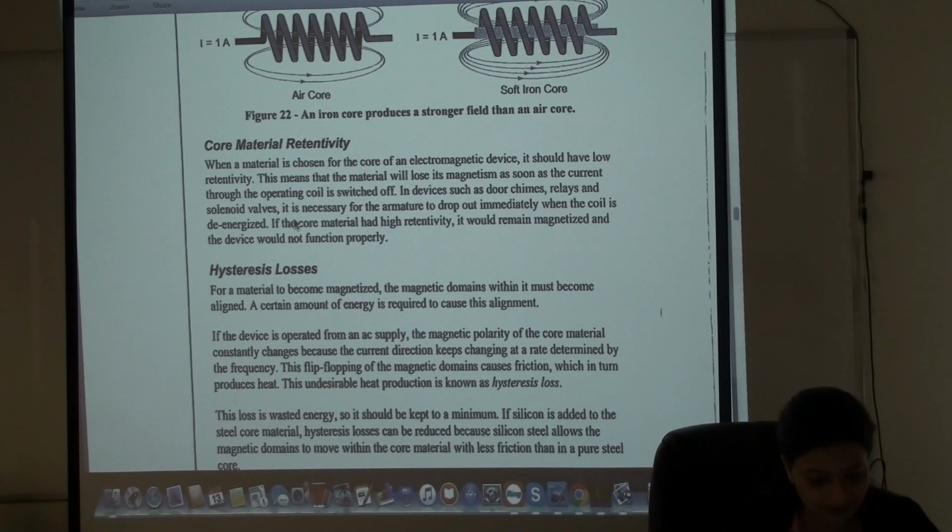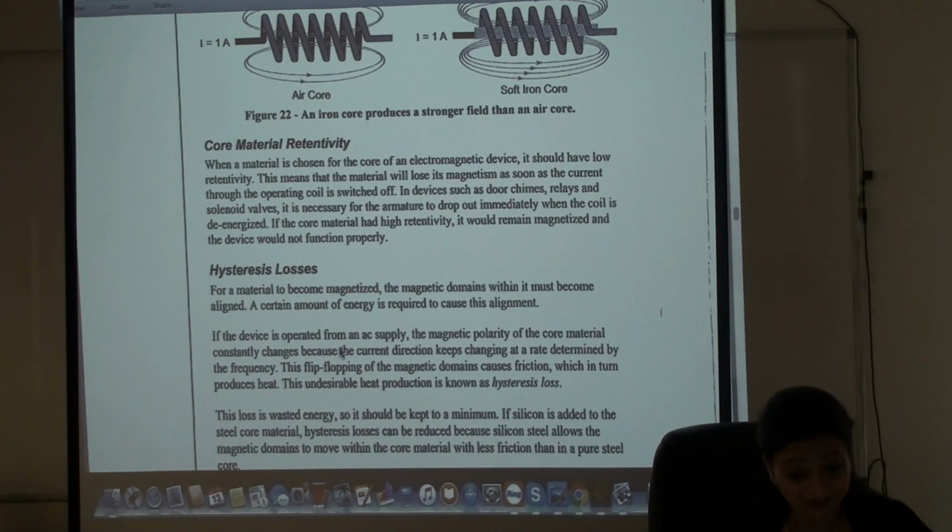For material retentivity, when the material is chosen for the core of an electromagnetic device, it should have low retentivity. This means that the material will lose its magnetism as soon as the current through the operating coil is switched off. In devices such as door chimes, relays, solenoid valves, it's necessary for the armature to drop out immediately when the coil is de-energized, sure. But again, it all depends on what the application is. If you need a circuit where you need this equipment to always have magnetic properties, you will choose soft iron over air core. If the core material has high retentivity, it would remain magnetized even when the current is off and the device will not function properly.